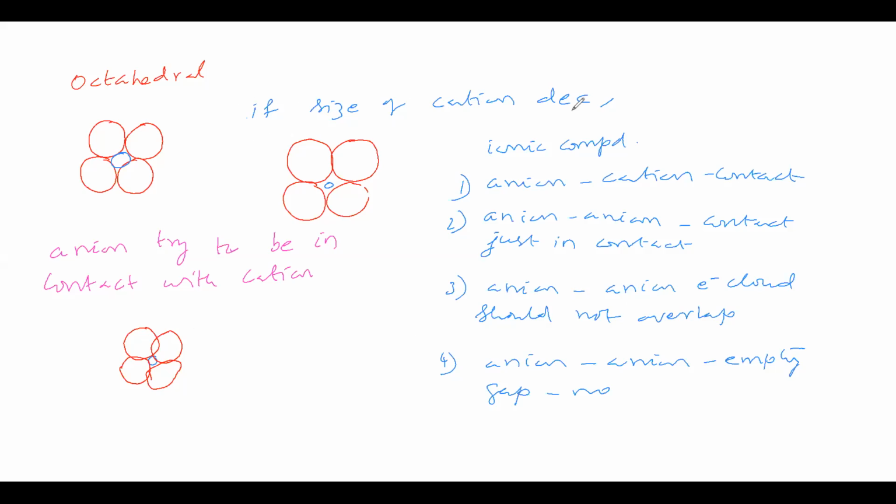Now, what do you say regarding this? If the size of the cation decreases, what happens? Anions come closer. In order to be in contact with the cation, they come much closer. When they come closer and closer, their electron clouds overlap. Due to that, in this system, is repulsion dominating or is attraction dominating? Which is dominating? What shall we say? Repulsion dominates, or attraction dominates? Okay, you are saying that attraction is dominating.